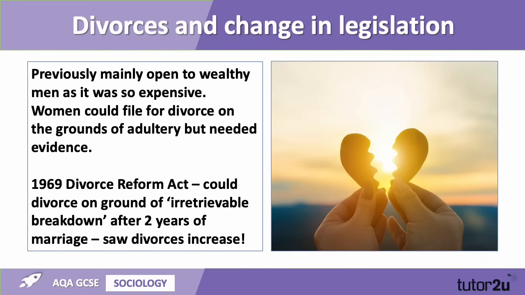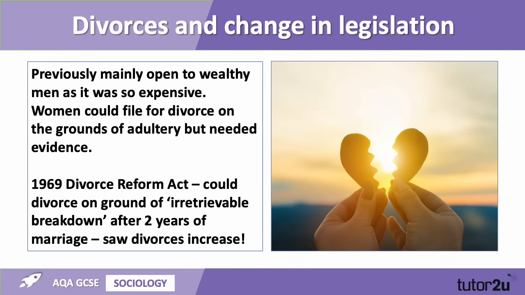So let's have a look at the role of change in legislation. The 1857 Matrimonial Causes Act allowed ordinary people to divorce. Before then, divorce was largely open only to men and had to be granted by an Act of Parliament, which was hugely expensive and therefore only open to the rich. Under the new law, women divorcing on the grounds of adultery not only had to prove their husbands had been unfaithful, but also had to prove additional faults, which included cruelty, rape, and incest.